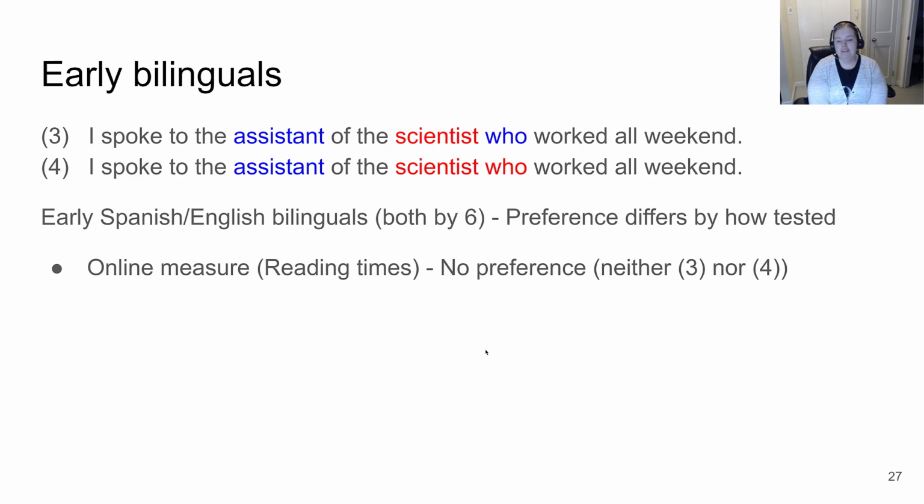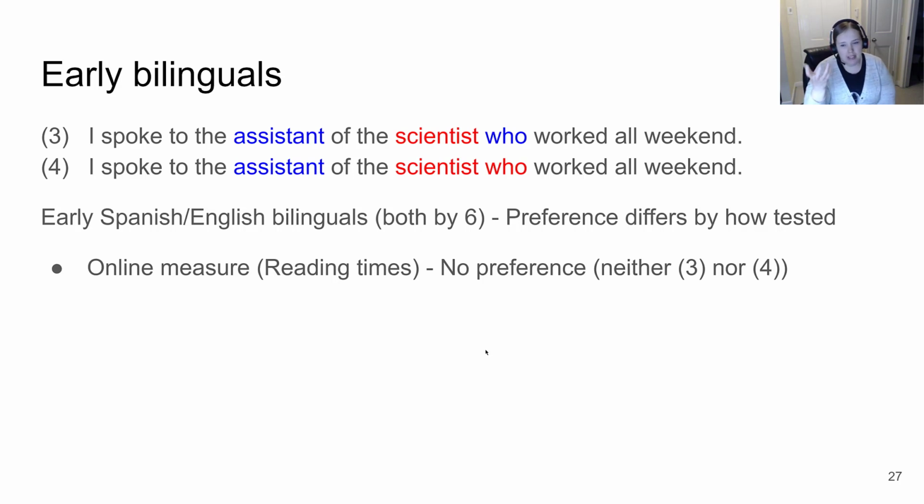Fernandez 2003, you'll see again cited at the bottom, is a nice book with lots of stuff in it. So an early Spanish-English bilingual population, and this is the sequential type by 6, the preference differs by how you test it. And that asks a lot of questions too. So you would think an online measure like reading times, which is often what got done for the L2 people, that you would see a difference.